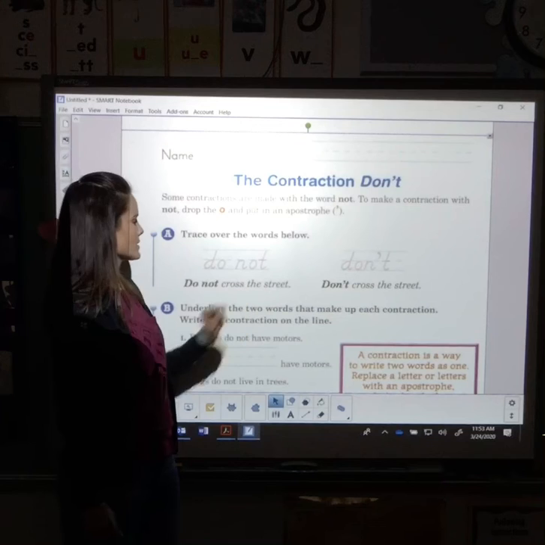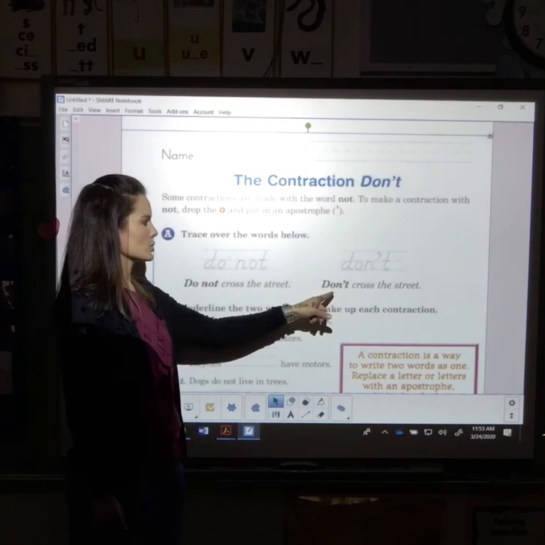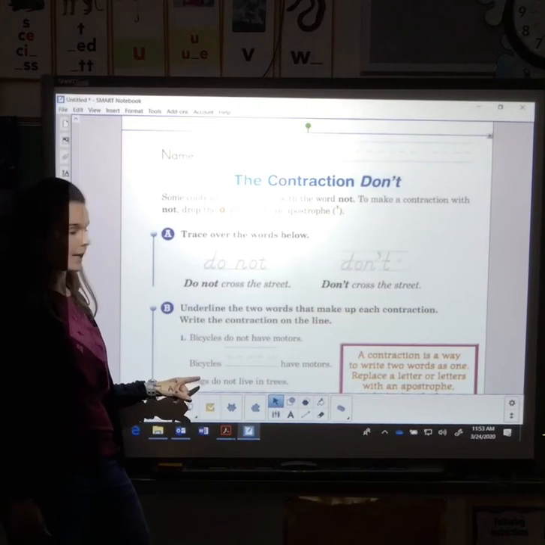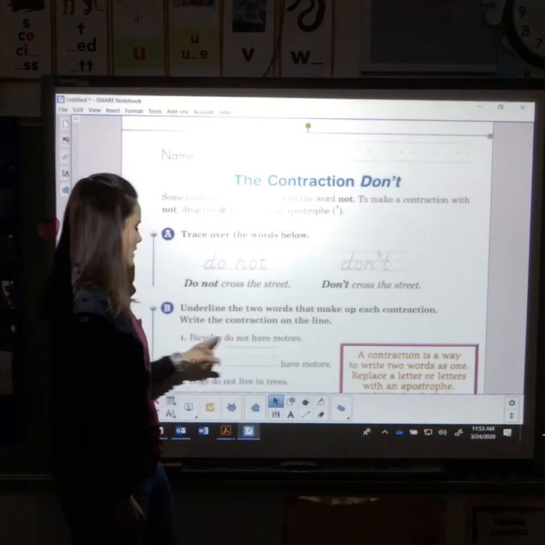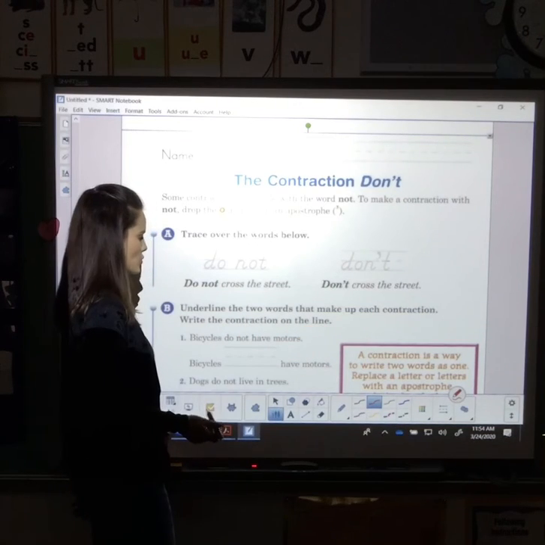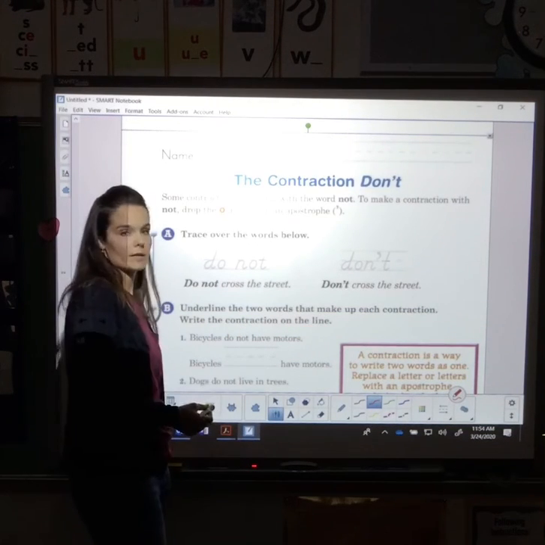Do not cross the street. Do not. Changed to don't cross the street. So in your assignment today, you're actually going to be underlining, it says underline the two words that make up each contraction and then write the contraction on the line.